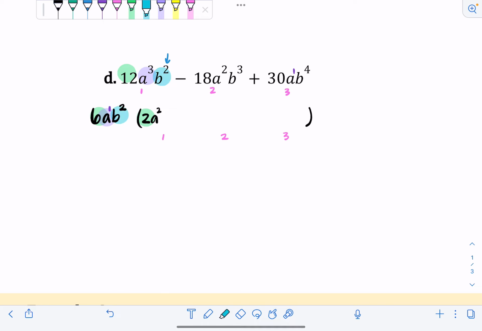And then b squared divided by b squared, that cancels the b squareds out completely, so there's no more b's on that term, and that's okay. So then we'll move on to the next term. Let me erase these so I can start fresh. So it'd be negative 18 divided by 6, which is negative 3. And then a squared divided by a to the first power, so we would do 2 minus 1, which would be a to the first power, but if it's a first power exponent, I don't need to write it. And then b cubed divided by b squared, so 3 minus 2 is 1, so another first power exponent that I don't need to write.